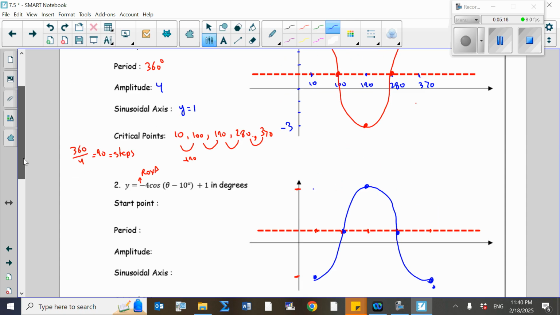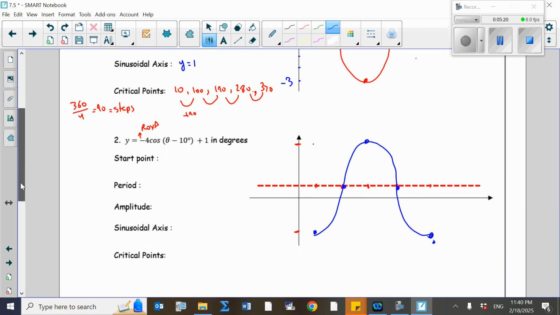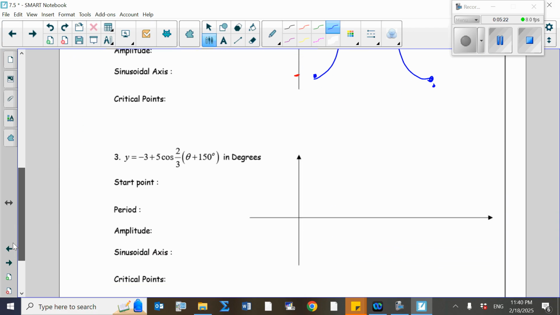So as you see, it's the same thing that we had here. It's just reflected over the x-axis. Now let's look at this one.